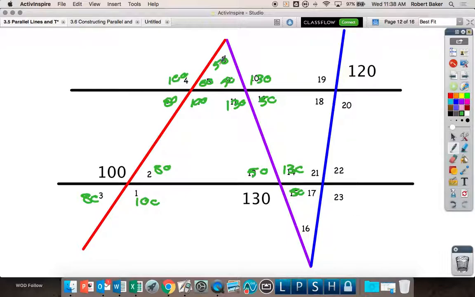So now the purple transversal is done. Let's go to the blue transversal. How big is angle 18? 120. So I have 120 degrees here, 50 degrees here, 10 degrees here. And you guys think, that's kind of cool, but you don't see it all. There's always more.